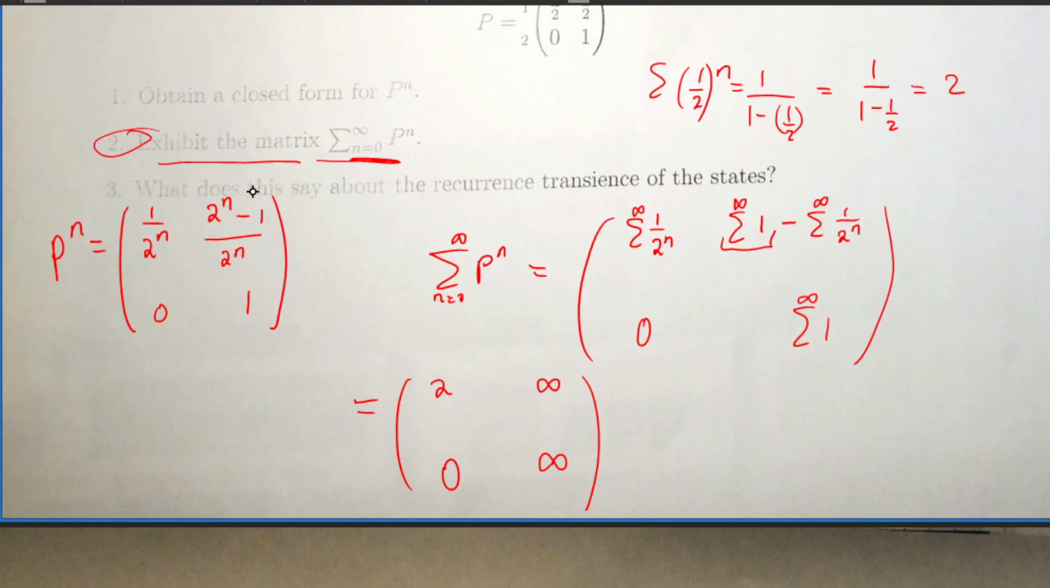Now question 3, what does this say about the recurrence or transience of states? All right, so for recurrence, you should know that recurrence is where you're going in a loop infinitely many times. So if the sum of some a_n goes to infinity, meaning that we are looping, that is recurrence. So where we have infinity, we have some form of recurrence, right?